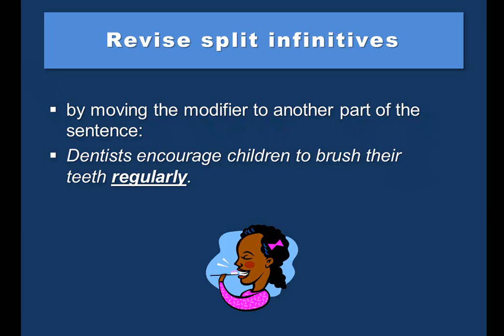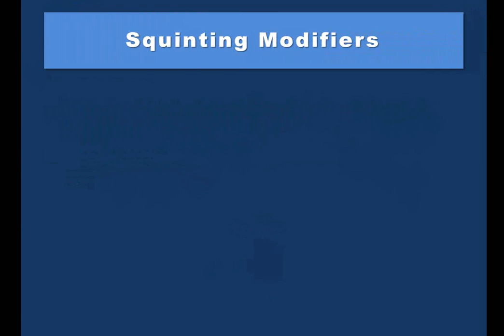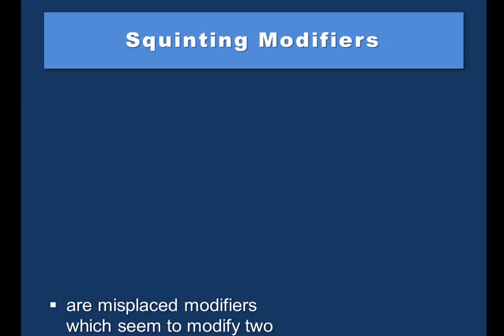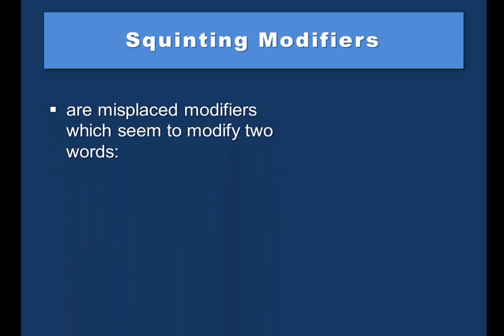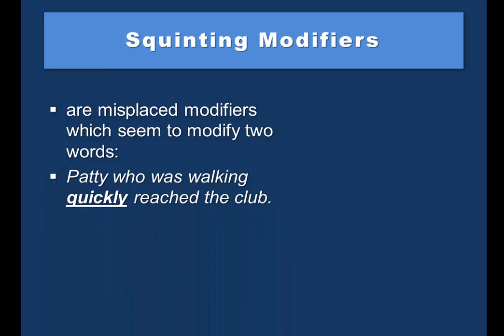The next variant of modifiers after split infinitives is squinting modifiers. Squinting modifiers are again a variant of misplaced modifiers which seem to modify two words together. The example here: Patty, who was walking quickly, reached the club. Now, quickly, which is an adverb, is coming between two verbs which are walking and reached. So, quickly modifies which one?